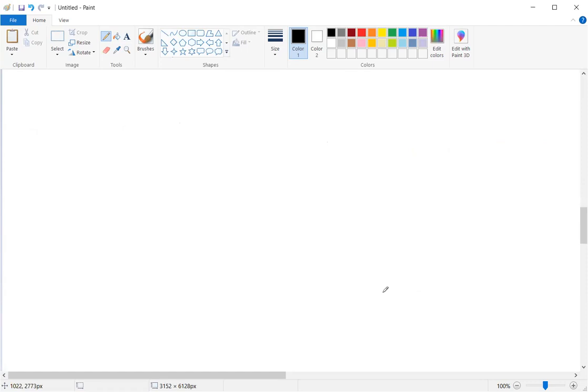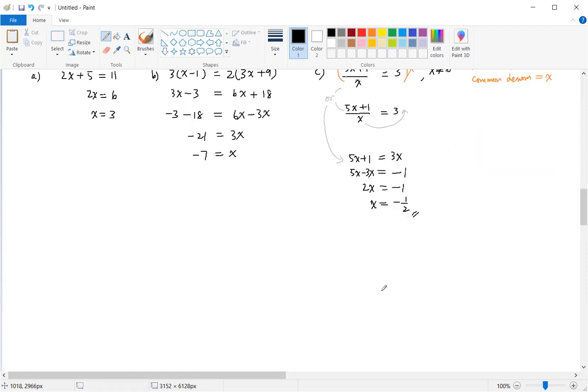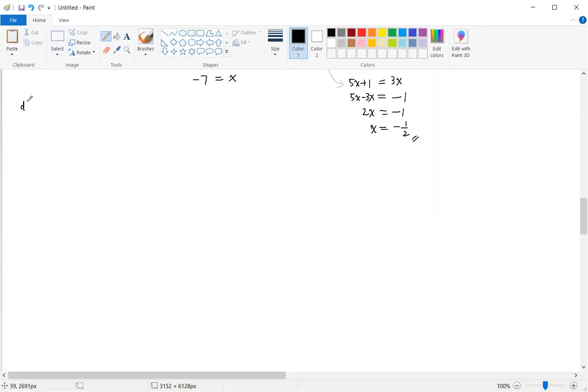Okay, so let's see D. Maybe I'll scroll up a little bit. So D here is x plus 1 over 2, minus 5 over 8, equals to 5x minus 2 over 6.